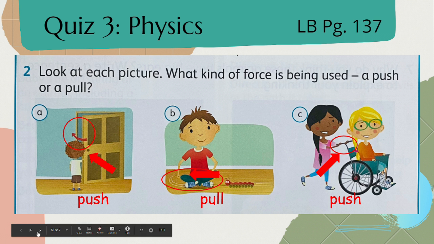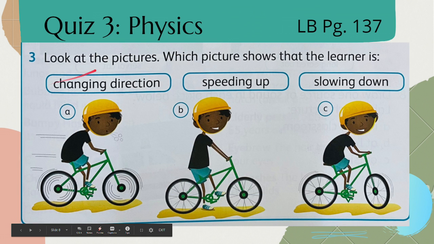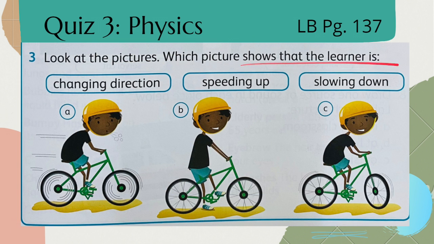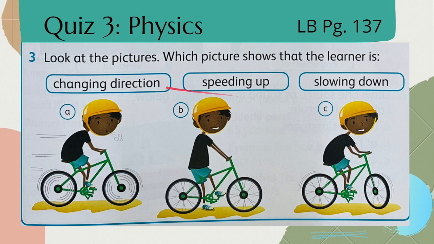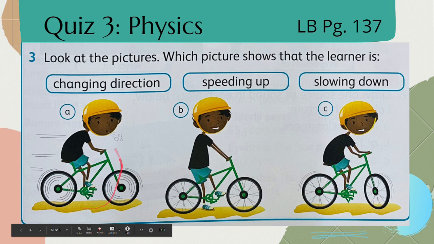In this question, remember, forces can make objects change direction or go a different way. A push and a pull can make objects change direction. So look at the pictures. Which picture shows that the learner is changing direction, speeding up, slowing down? In picture A, you can see here this boy. He is speeding up. How would you know he is speeding up? He is using more force, like blowing harder and then pushing the pedals more to speed up.